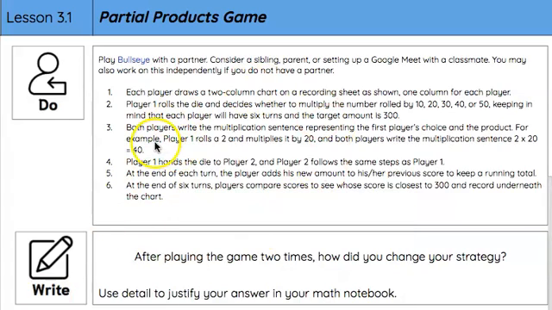After you play a couple games, move on to the right section of your learning plan. After playing the game 2 times, how did you change your strategy? I'm really excited to hear about the different strategies you use for today's game, Bullseye. Be sure to log all of this work in your math notebook and bring any questions you have to the next time you meet with your teacher.